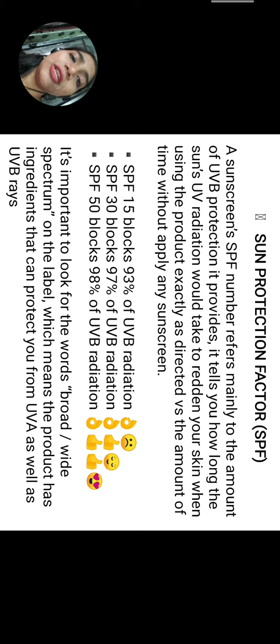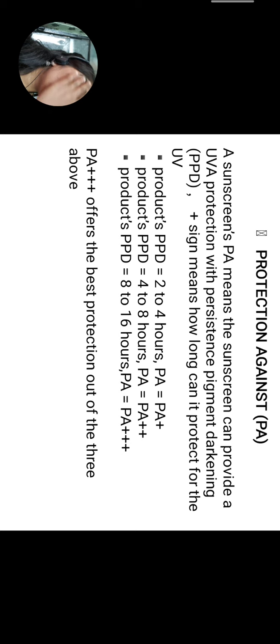As it is said, it is important to look for words like broad or wide spectrum on the label, which means the product has ingredients that can protect you from UVA as well as UVB rays. Then, when we go to the shop to choose a sunscreen, it is like, PA triple plus, PA 5 plus, take this one, take that one. But do we even need that? We need to understand.